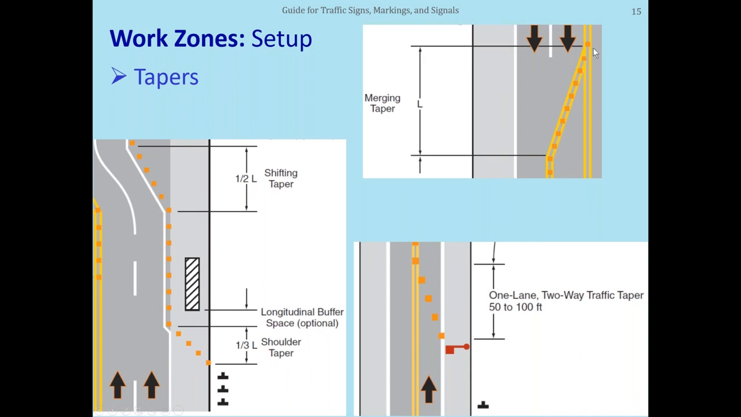But before we do that, notice if you're merging two lanes into one, the length of that transition is to be L long. If you're just shifting laterally but not merging, the length of that shift is 1/2 of L. If you're closing off a shoulder, your taper length is 1/3 of L. And finally, where you've got a flagger situation with one-way traffic in one lane alternating directions based on the flagger controls, then you've got a short taper of 50 to 100 feet. L doesn't apply in this situation. So this is where L is.